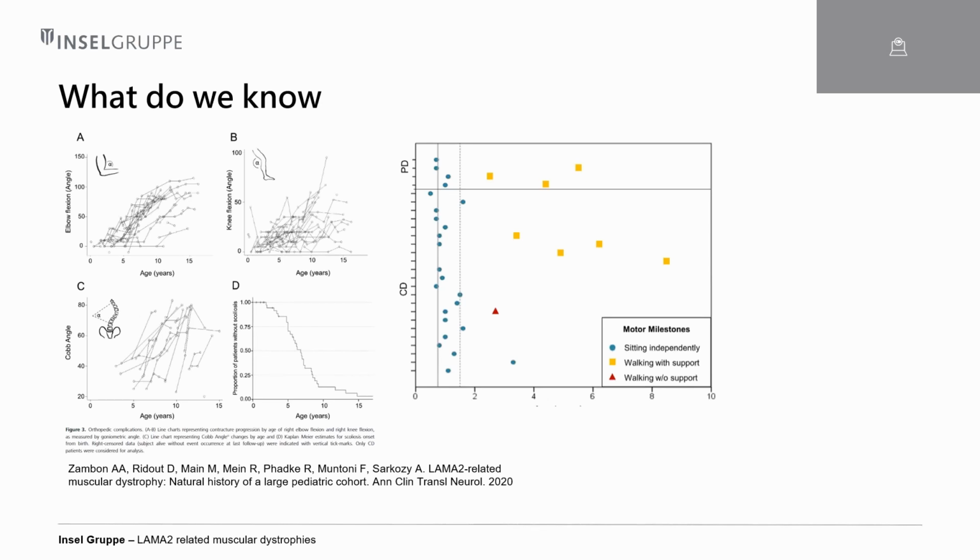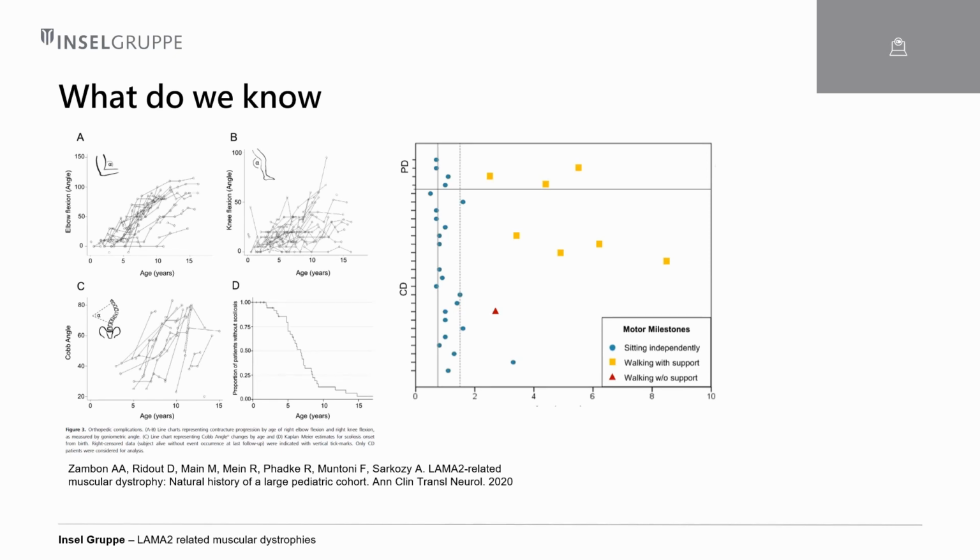Now, what do we need? What do we know about natural histories? This has been shown yesterday. That was a retrospective study done in London, where you see the elbow. This was mostly severe forms, where you see that the elbow contractures get worse. Again, the knee flexion contractures get worse, not as clearly as this.